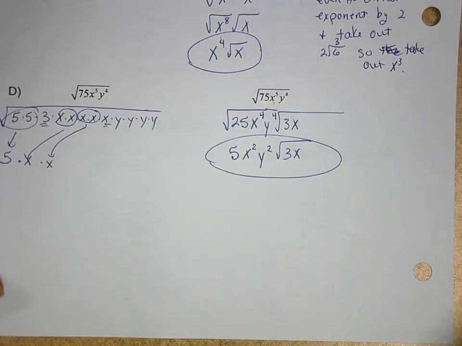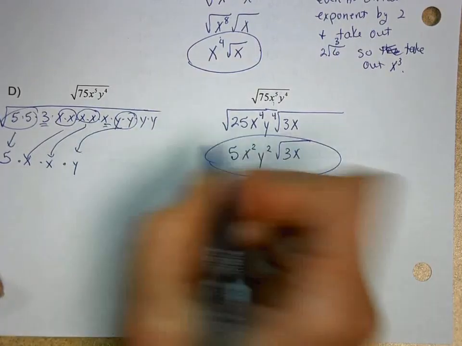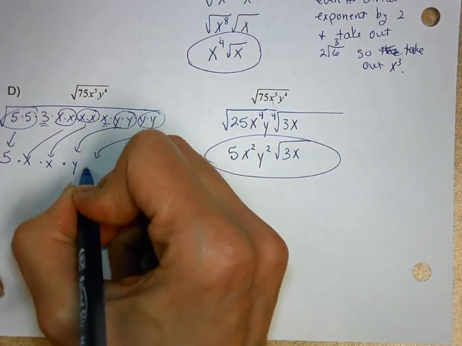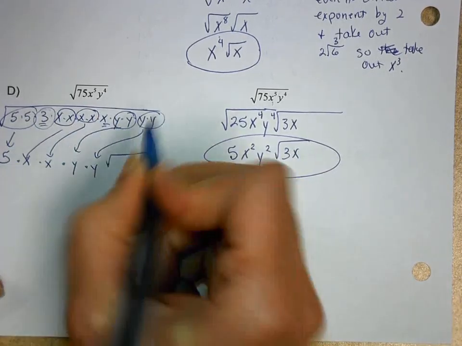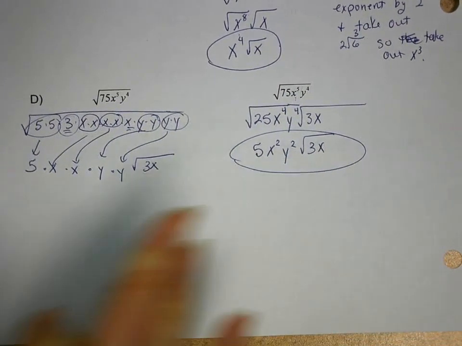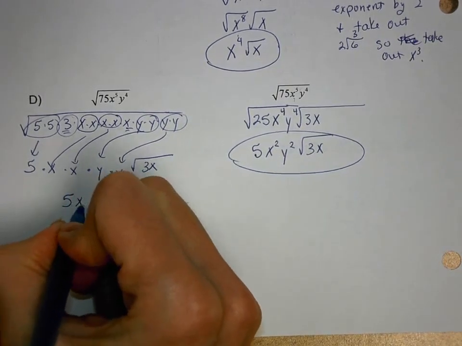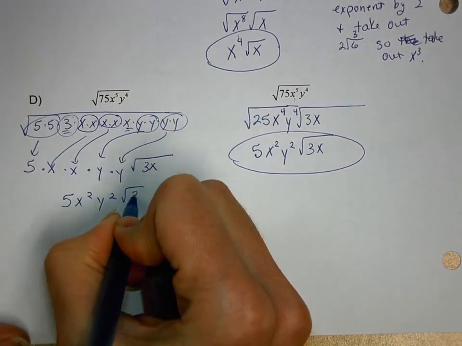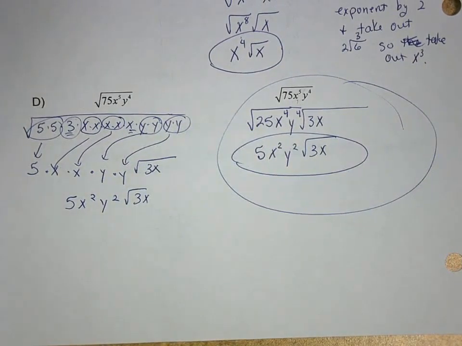No pair. And then I get pairs of y's. So times y. Times y. And then I rewrite this knowing what's left, what's underlined here. A 3x. Then I combine all my terms here and multiply it together. I get 5x squared, y squared, root 3x. I don't know about you, but I definitely prefer the method on the right. Because if the numbers get really large and nasty, the one on the right saves time.